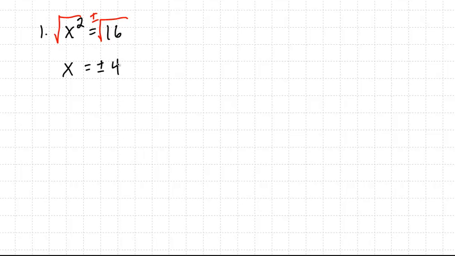Okay, question number 1. Easy way to start off with is just x squared equals 16. We're going to solve this by taking the square root of both sides, remembering that there's always going to be a plus or minus sign here. So the solutions to these equations are x equals plus or minus 4.